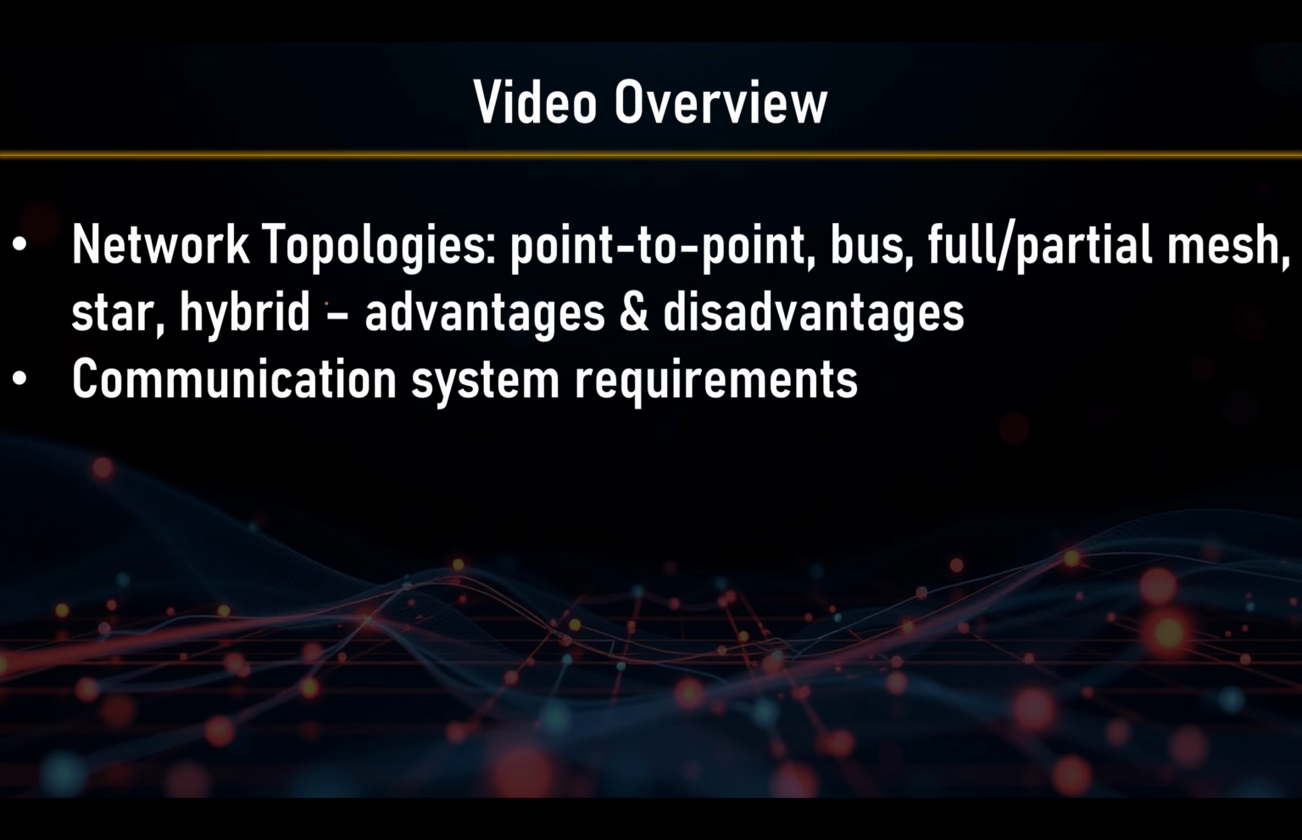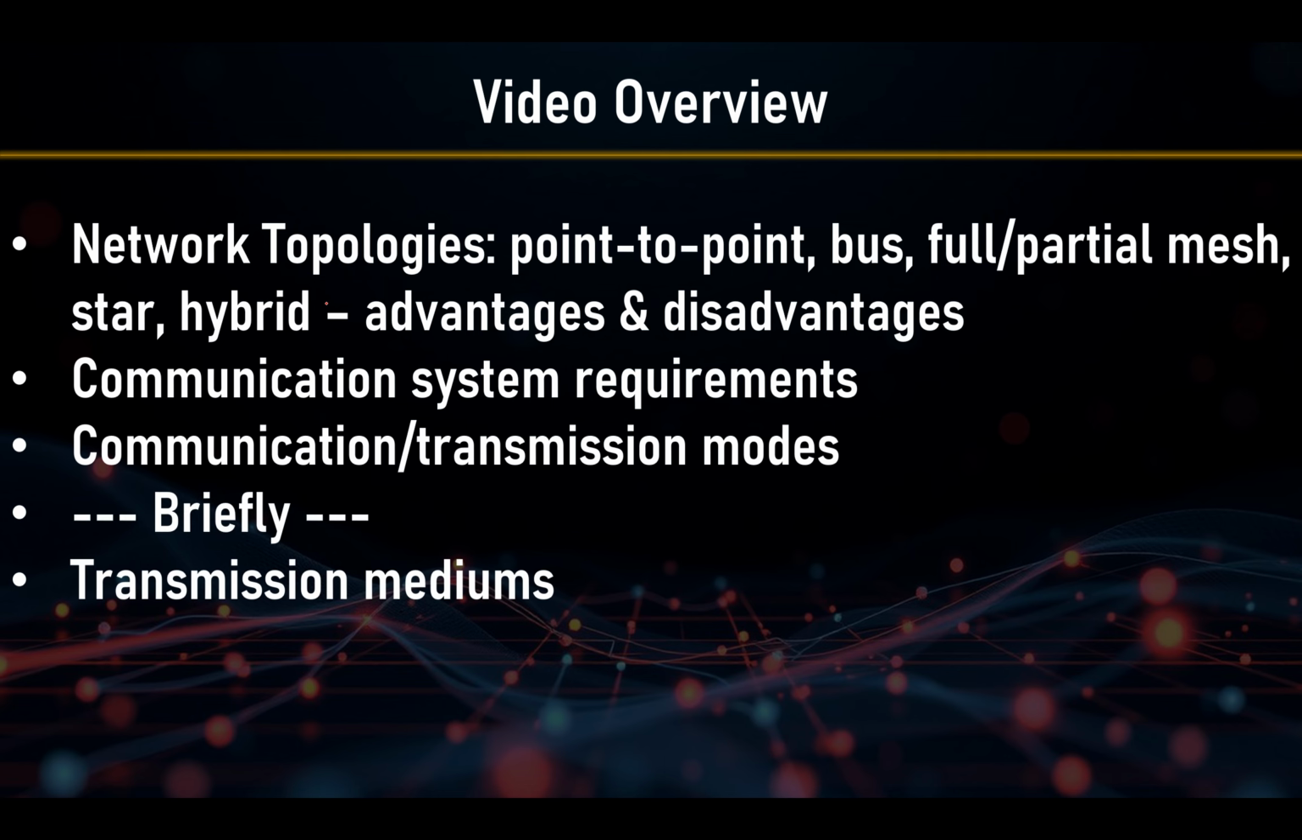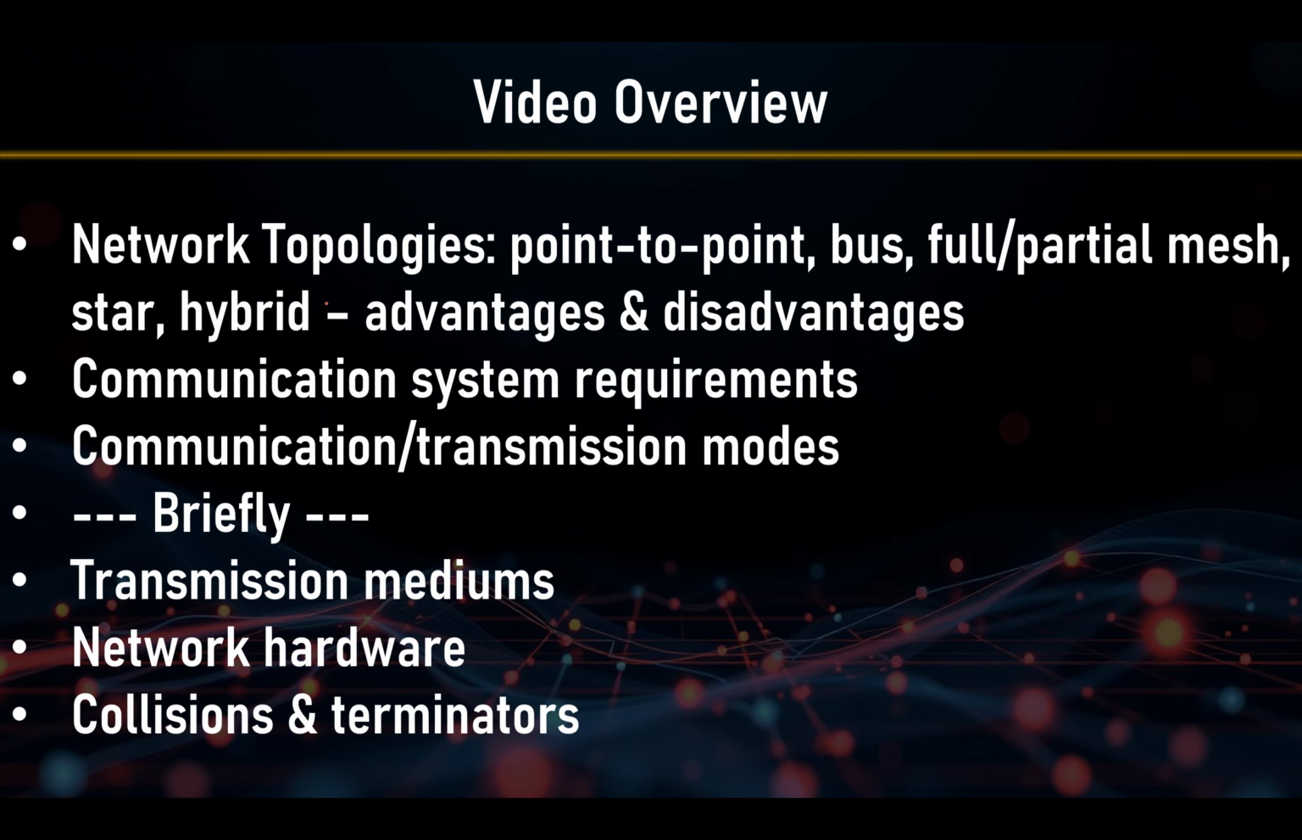We're also going to look at the 5 requirements that make up a digital communication system. We're going to look at the 3 communication modes and 3 transmission modes. And briefly, we're going to look at some of the different transmission mediums, and this can be, for example, either physical wires, or it can be physical properties, things like radio waves, of course, Wi-Fi. We'll also look again, briefly, at some of the network hardware, and we'll also see what a collision is and what terminators are used for.